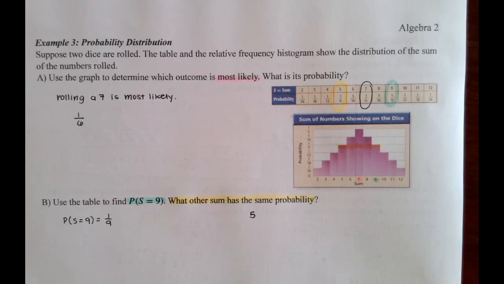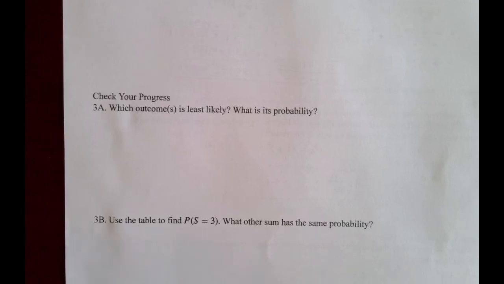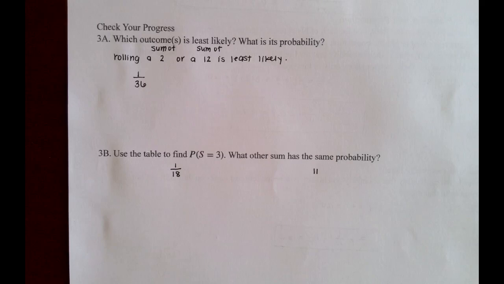So why don't you try CYP 3A and 3B using that table again, and then once you're done, come check your answer. For 3A, you should have gotten that rolling a sum of 2 or a sum of 12 is least likely. The probability for each of them is 1/36. And for 3B, the probability that your sum is 3 is 1/18. What other sum has the same probability?